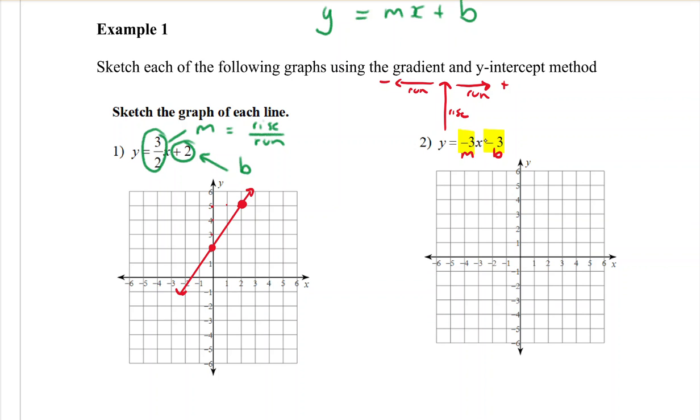The intercept, always, always, always. This number on the end, the y-intercept, we always start with that one. We go to our y-axis and we find a -3 and we put a dot.